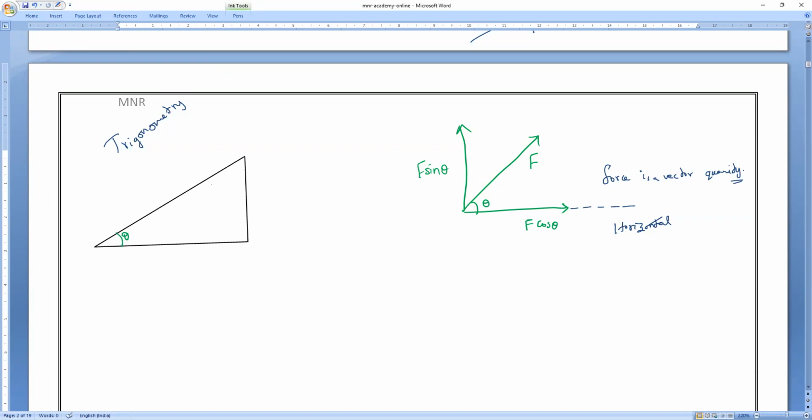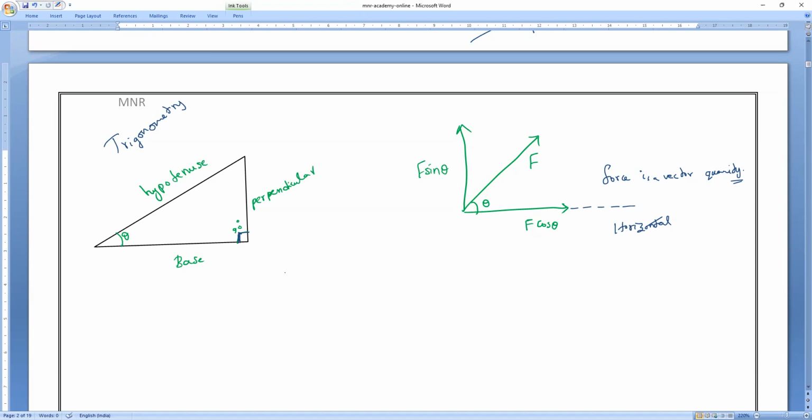This is the theta. This one we call the base, this one we call the perpendicular, and the opposite one we call the hypotenuse. You will study this in 10th maths; by that time you will understand. So it is a what triangle? A right angle triangle. Right angle triangle means one angle is how much? 90 degrees. Okay, this is what you have to remember.